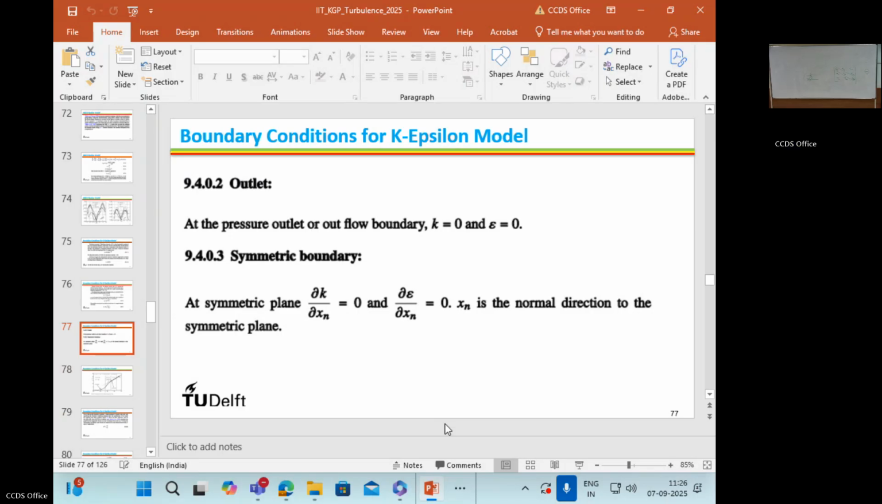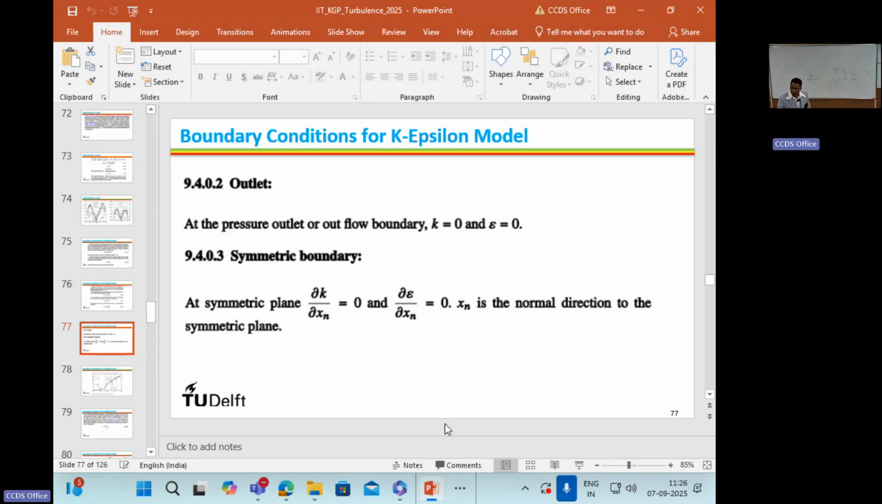Similarly, for outlet, there is a geometry, it has an outlet. So simply do what? At the outlet, keep K and epsilon equal to 0. Turbulent kinetic energy and epsilon at the outlet, you can fix to 0. Clear? These are the outlet boundary conditions, right?